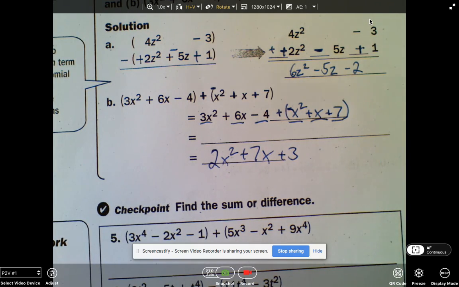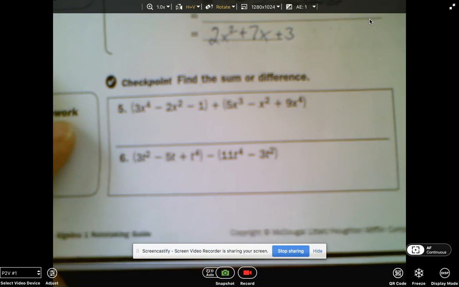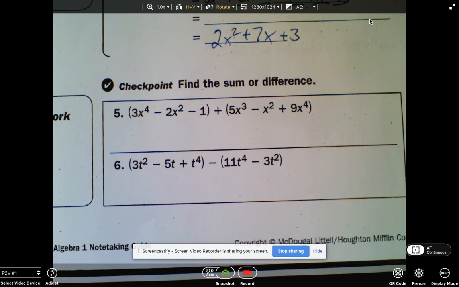All right, so finally you get to try some on your own. We'll definitely pause the video here, allow you to do these 2 checkpoints, and then we'll check your answers. All right, so if you did it right, can someone raise your hand and tell me for number 5 on the checkpoint, what did you get?